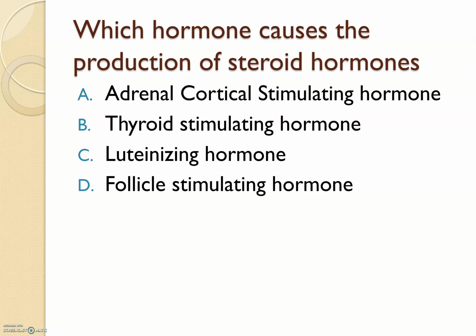Which hormone causes the production of steroid hormones? Well, steroid hormones, they're made in the cortex of the adrenal gland. So it must be adrenal corticotropic hormone, not stimulating hormone. So tropic.